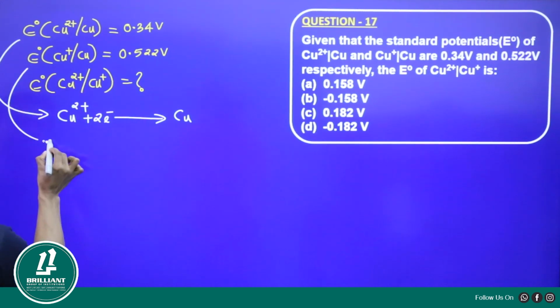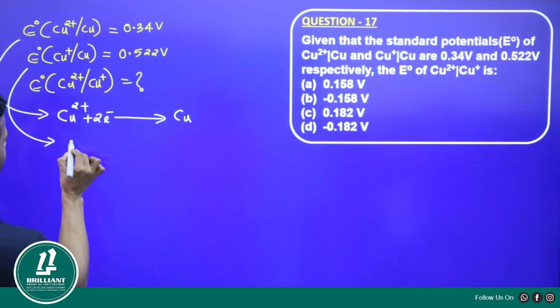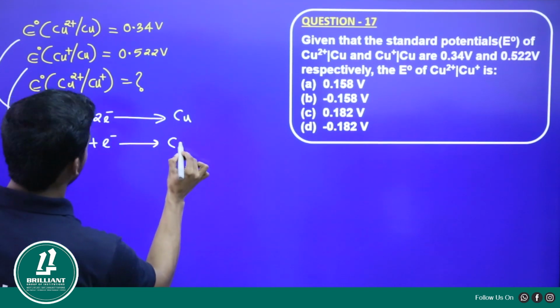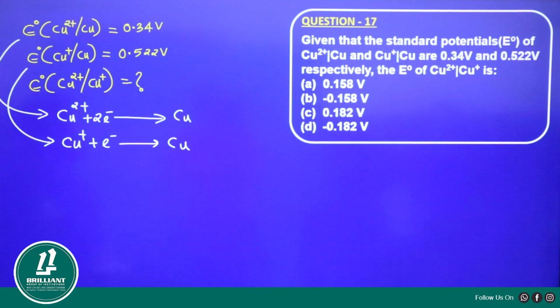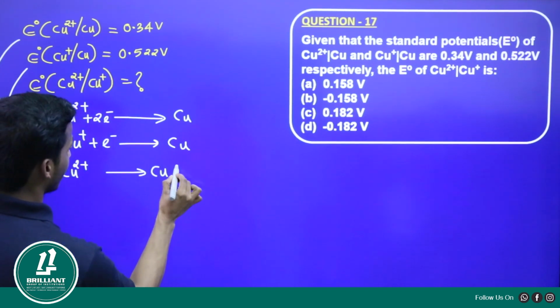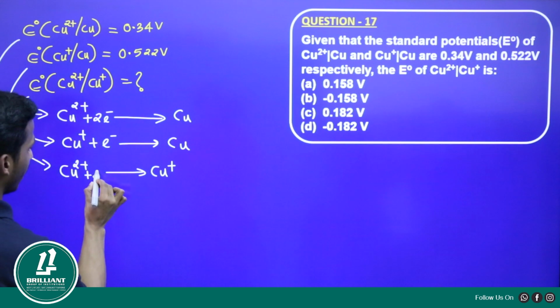Let me take the second equation. How can Cu+ be converted to Cu? By gaining 1 electron, right? Yes, Cu+ is converted by accepting 1 electron. And what about the third one? Cu2+ converting into Cu+. How? By gaining 1 electron.